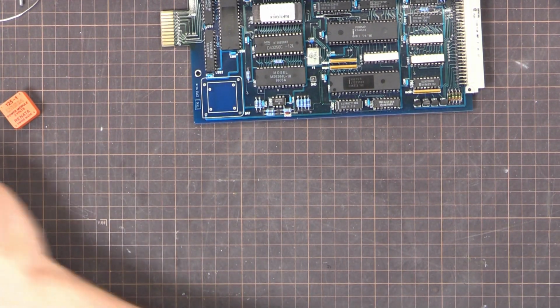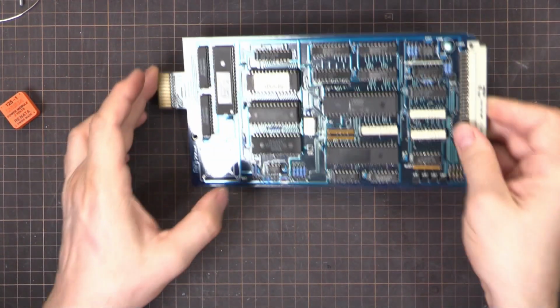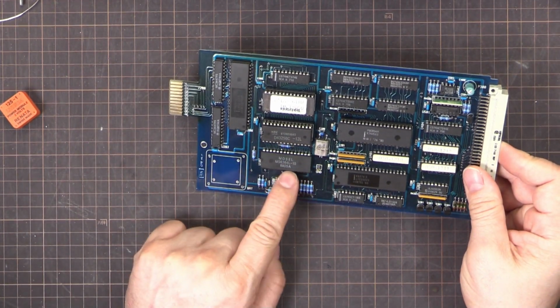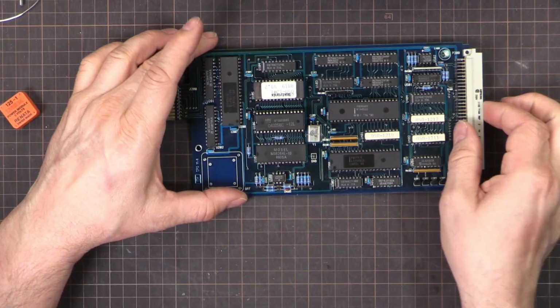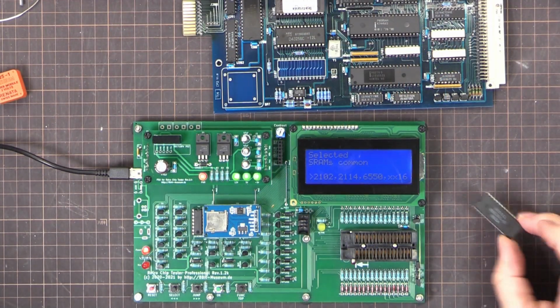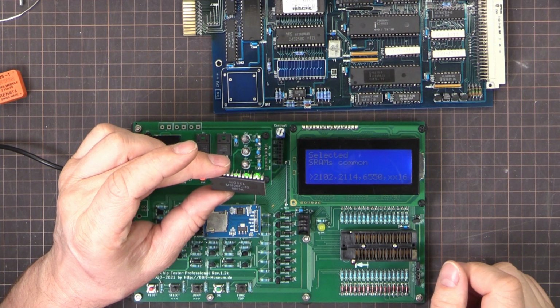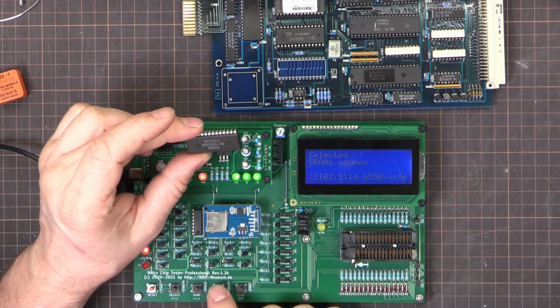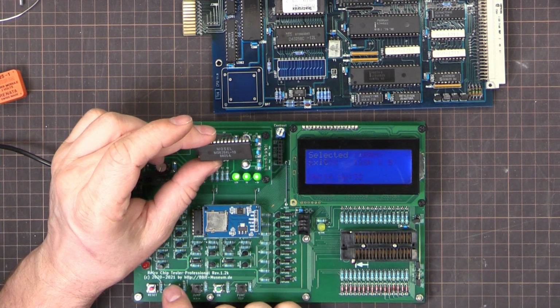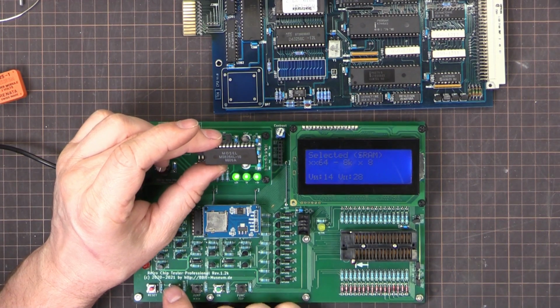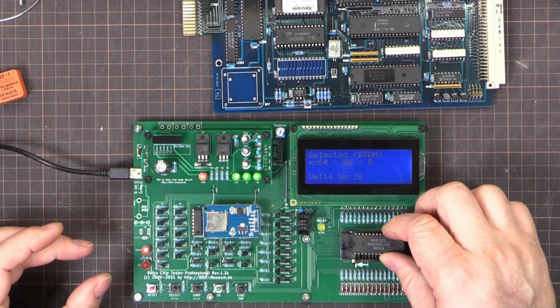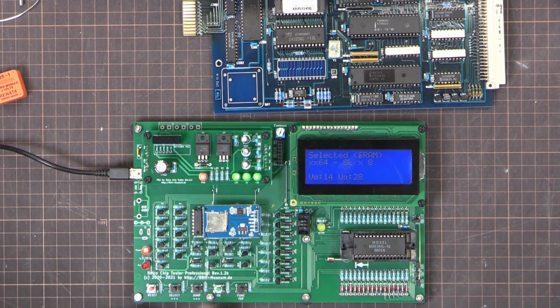I'll fire up the soldering iron, and I'll get this thing out, and then we'll give that a test and see if that's good. Alright, so now I've got that pulled out. That's a 6264. So let's find that. 256, 64, there we go. 8K by 8. And let's see what happens.